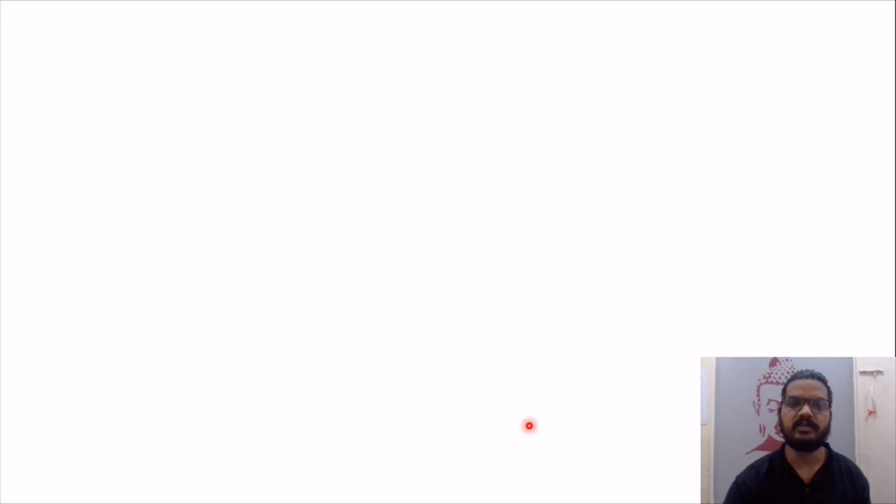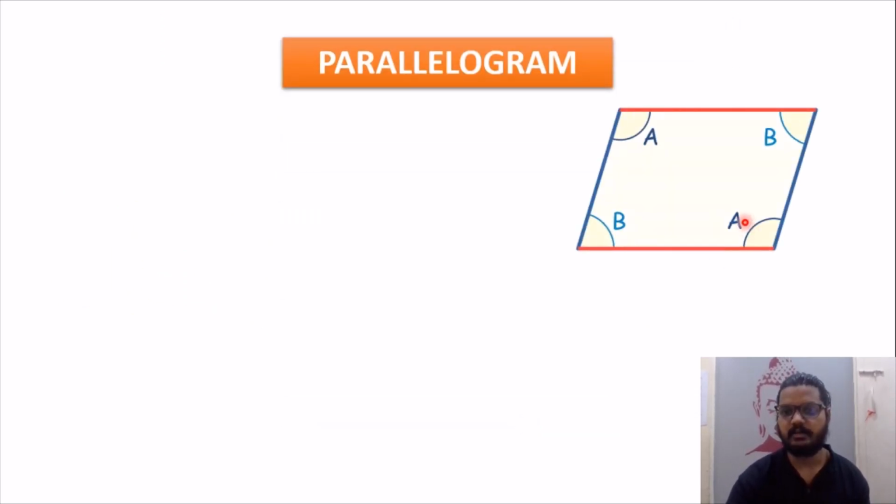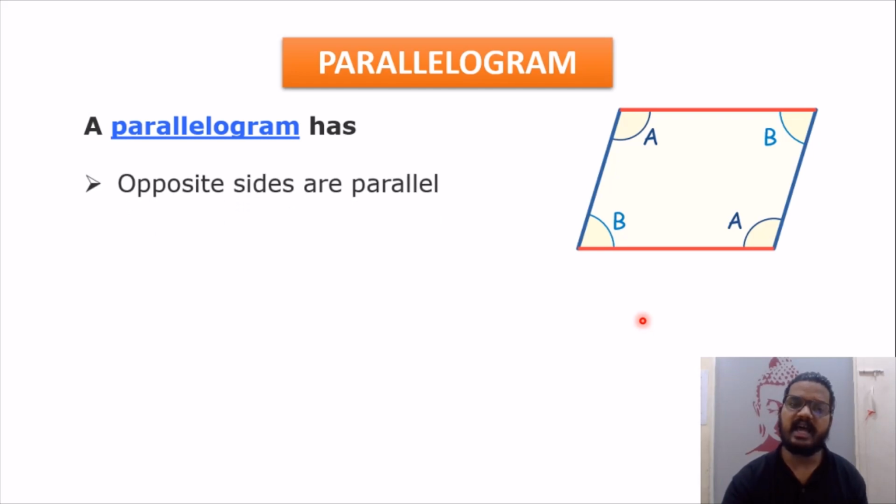So let's move further. Let's start with the parallelogram. Let's observe this diagram. If you observe this diagram, students, can you observe this line is parallel to this one? This side is parallel to this one. So this is how a parallelogram is made. A parallelogram always has opposite sides parallel. Therefore, it is known as parallelogram. If the opposite sides are not parallel, it's not a parallelogram.